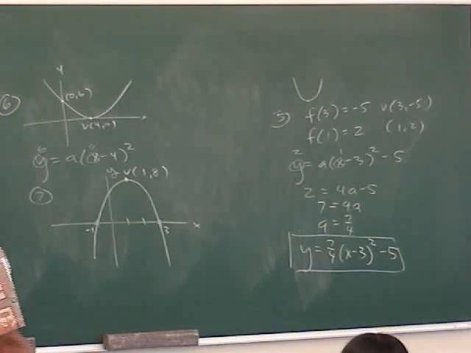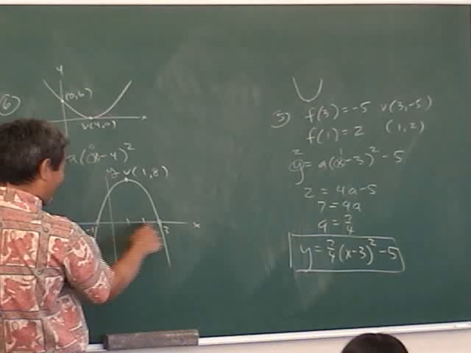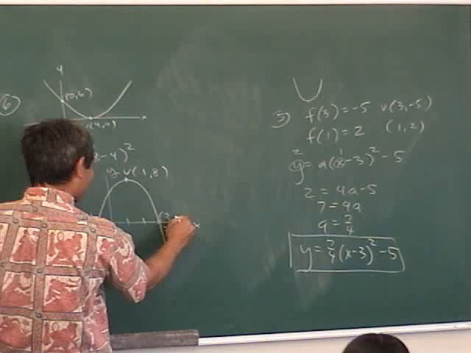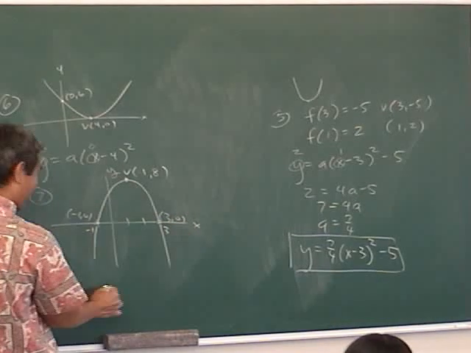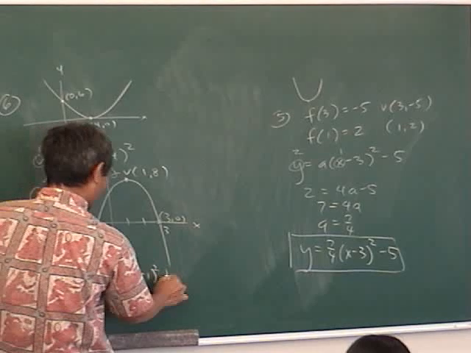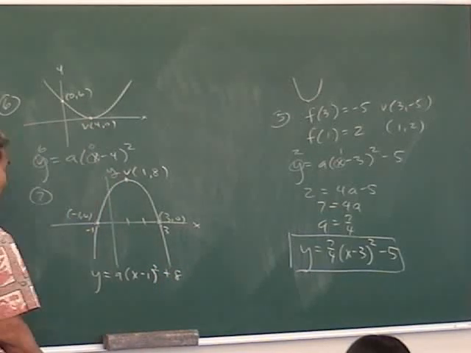And again, look, you got the vertex and you got a point. You got either this point or this point, right? It's the same problem. So vertex form, y equals a times (x minus 1) squared plus 8. Which point do you want to plug in?